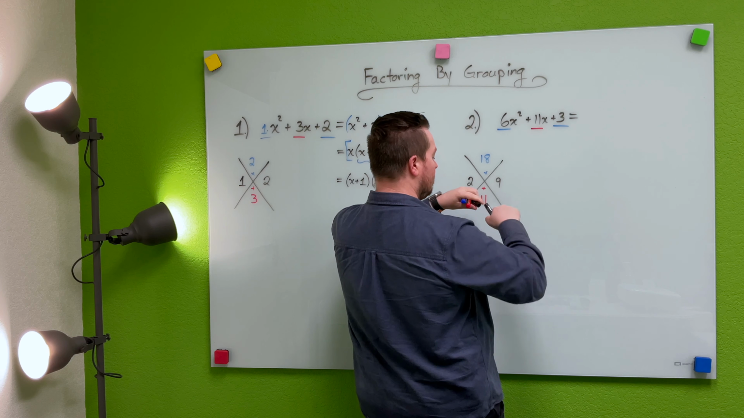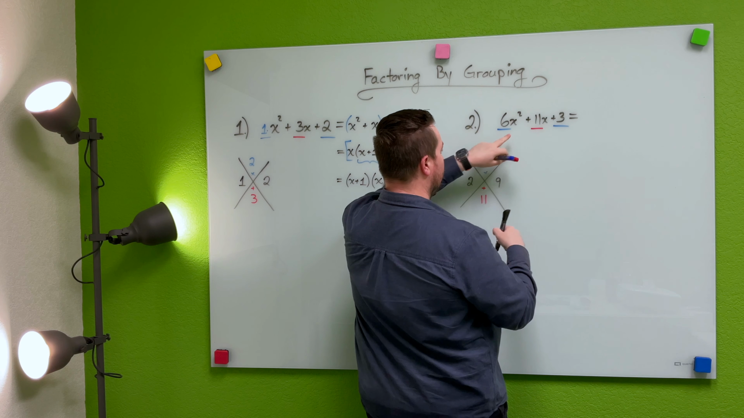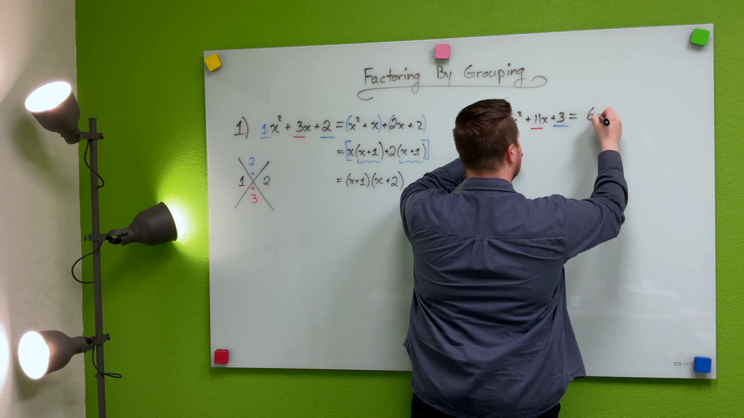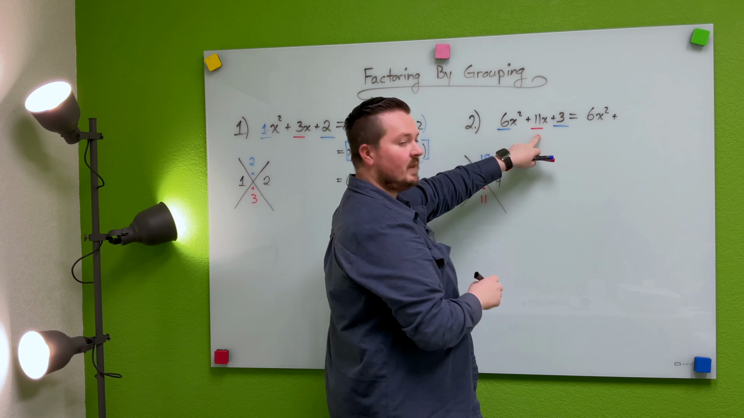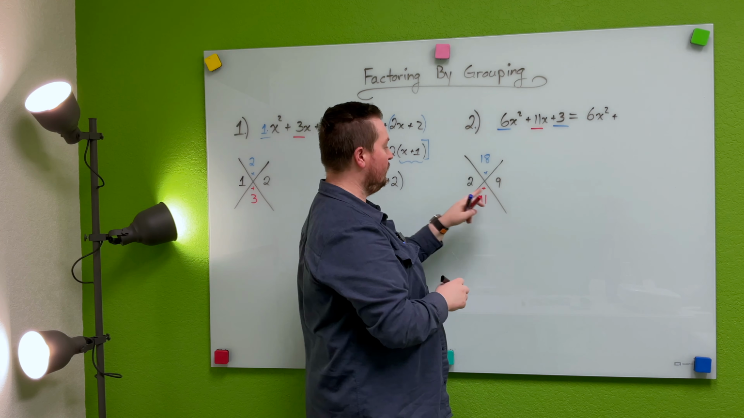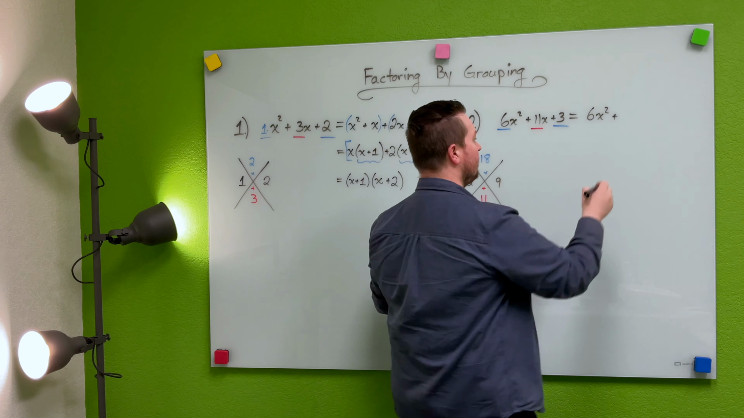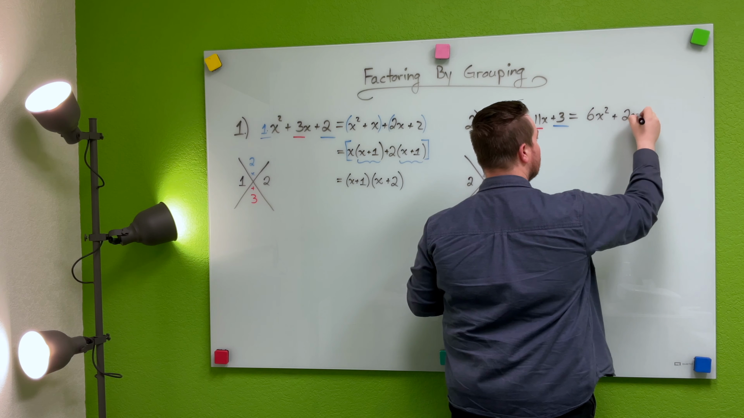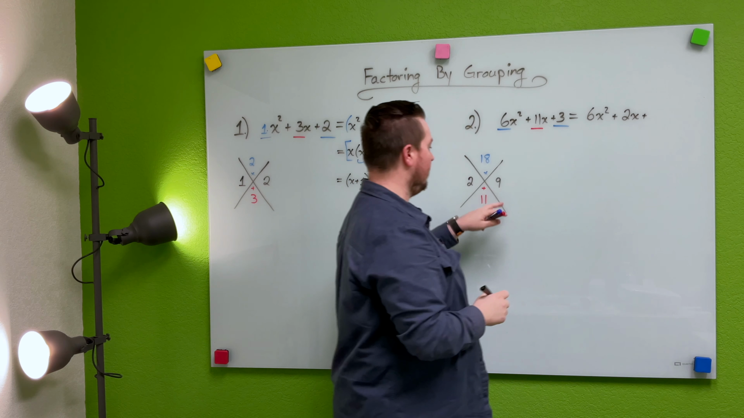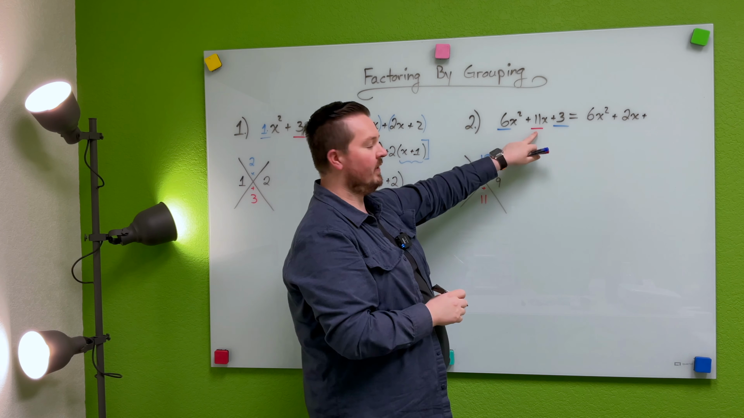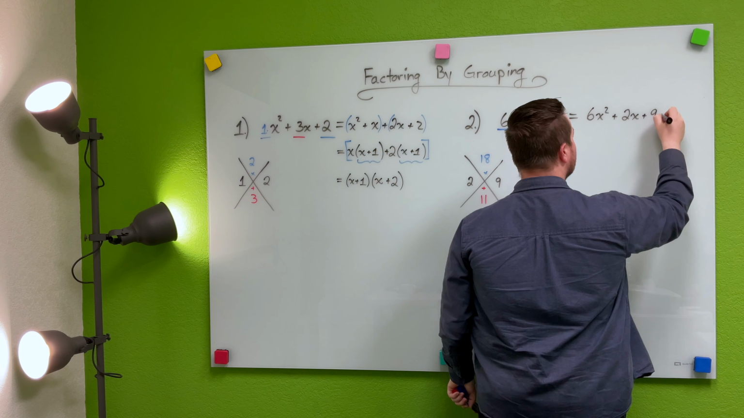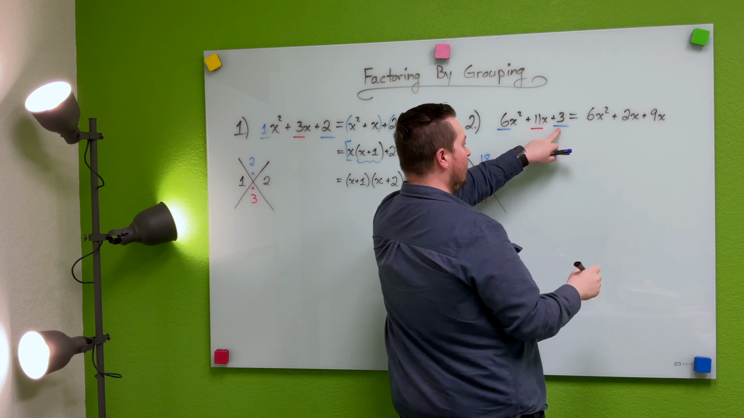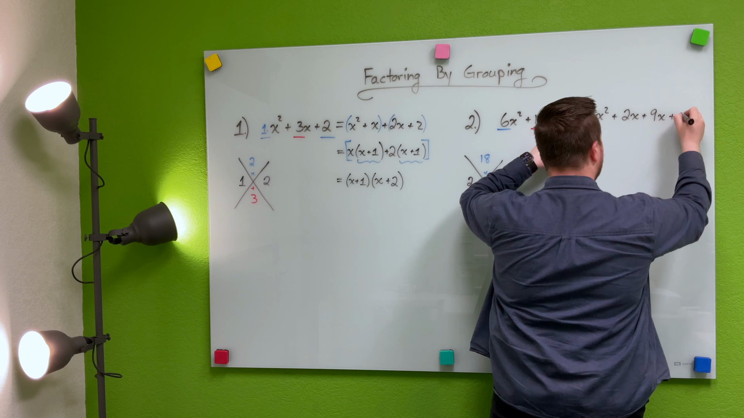So we're going to first copy our 6x squared plus, from these 11 x's, we're going to take 2 of those x's and put them by themselves, plus we're going to take the remaining 9 of these x's and put them by themselves, and then we're going to copy over the constant term 3.